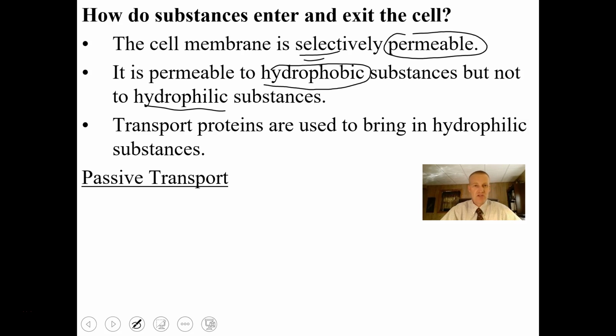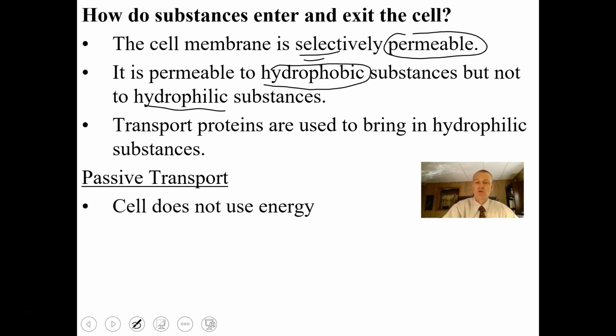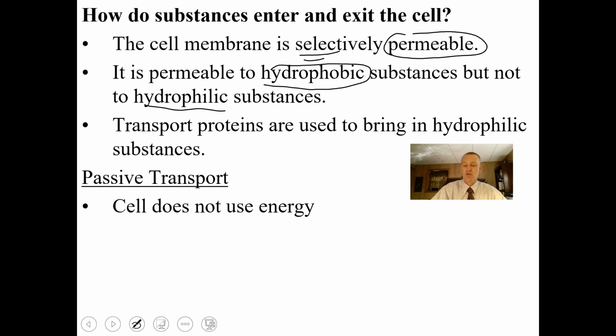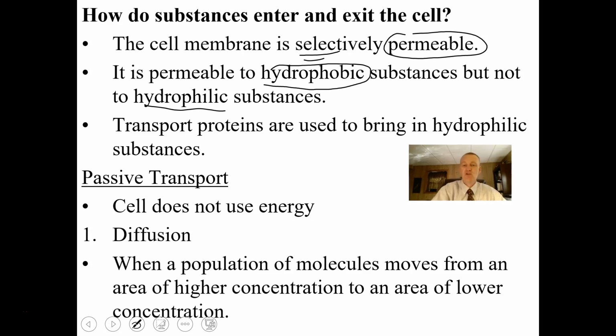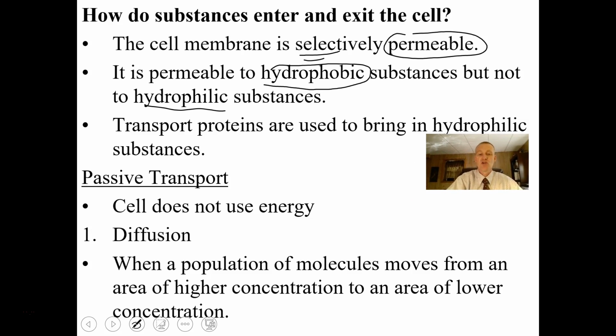Now we have different kinds of transport depending upon if you use energy or don't use energy. So passive transport is a type of transport that does not require ATP or cellular energy. One type of passive transport is diffusion. Diffusion is where you have a population of molecules that move from an area of high concentration to an area of low concentration. So higher concentration to lower concentration.